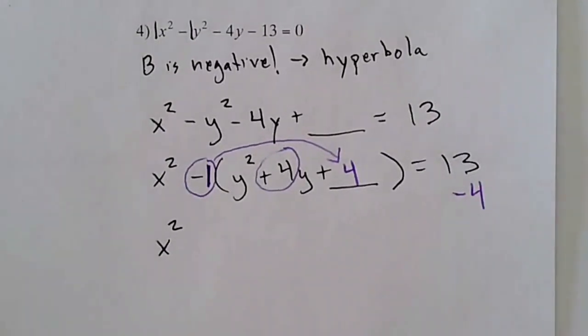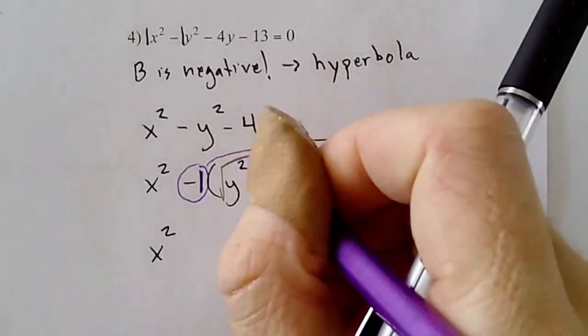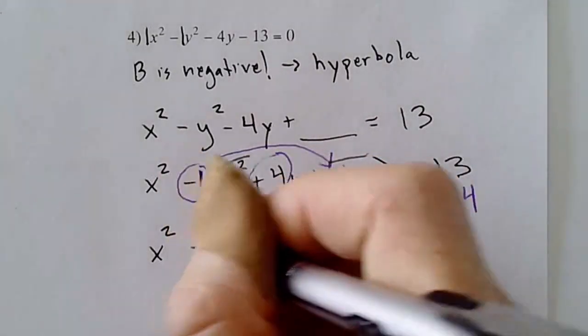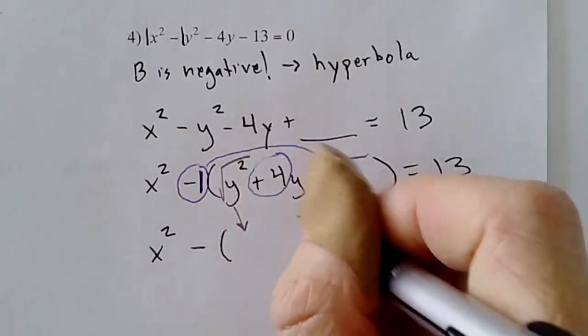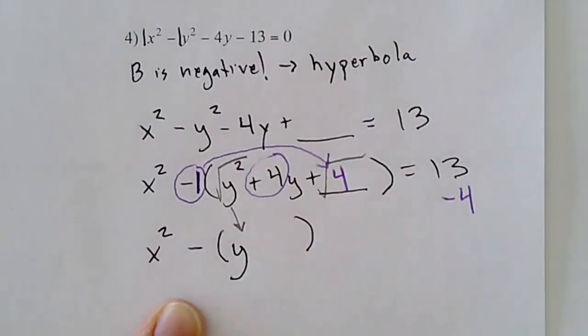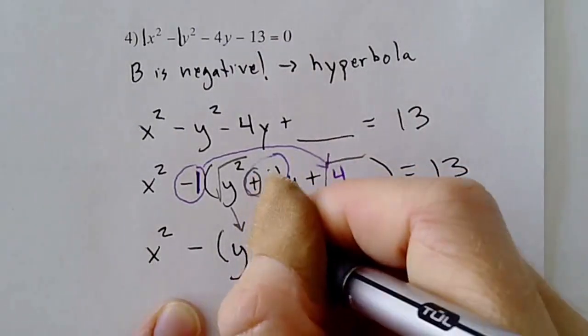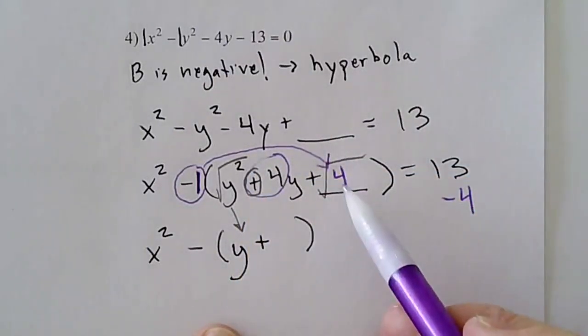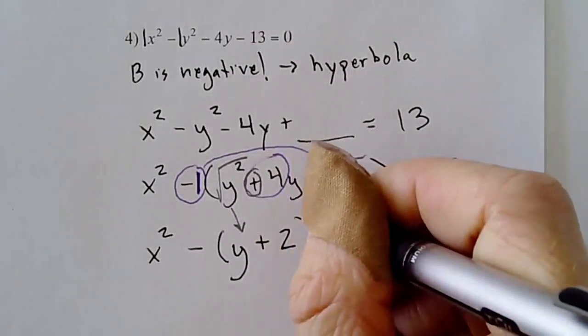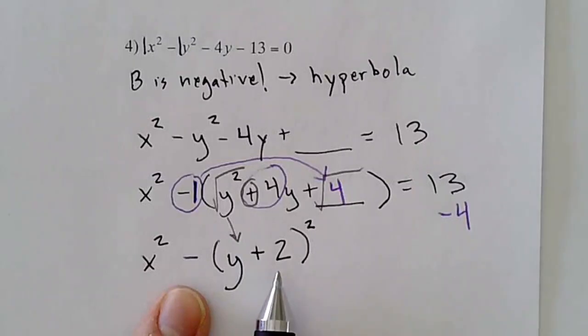So that's going to be taking the square root of y squared, take the square root of 4. So you're going to have this minus coming down here, and then I'm going to go in parentheses. Square root of y squared is y, and because I have a plus sign here, I'm going to put a plus sign in there, plus, and then I take the square root of that 4, and that's going to be a 2 in there. And then I square it, because that's what that factors into.